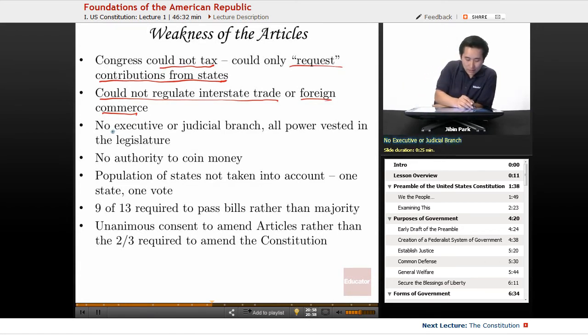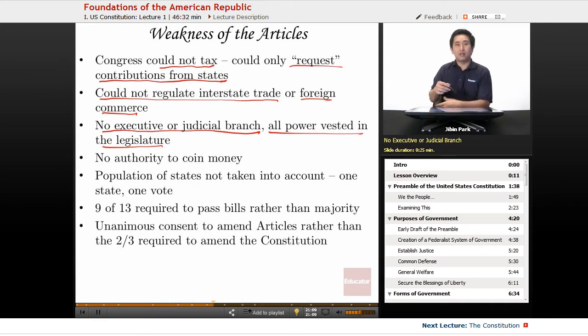Not only that, there's no executive or judicial branch, which in terms of the power, all power is vested in the legislature. There was a mistrust in the authority of the king. So there's grievances against King George. So there was this idea that any power, and again, the power wasn't even a whole lot, would be given to the legislative branch. There's no authority to coin money, so you had a problem. There's no national currency, so all these states were using various currencies.